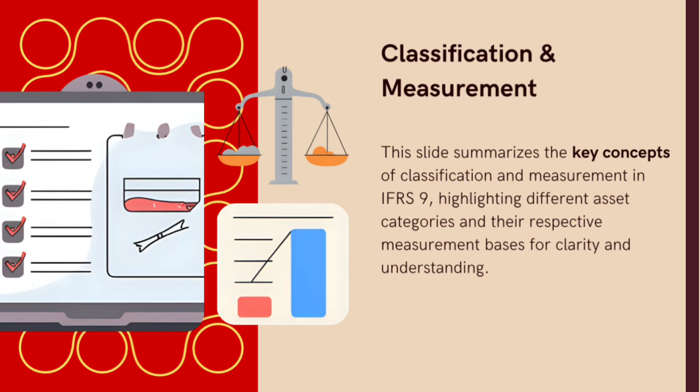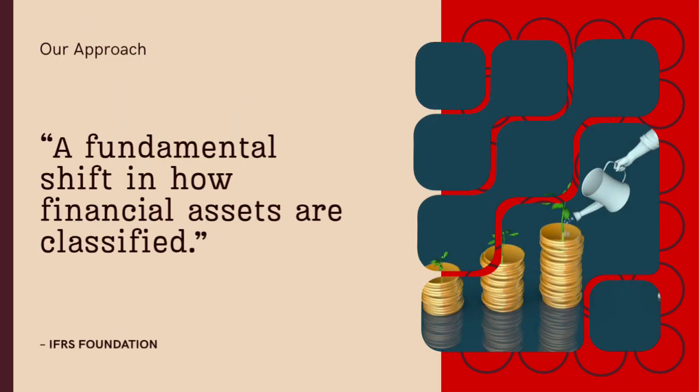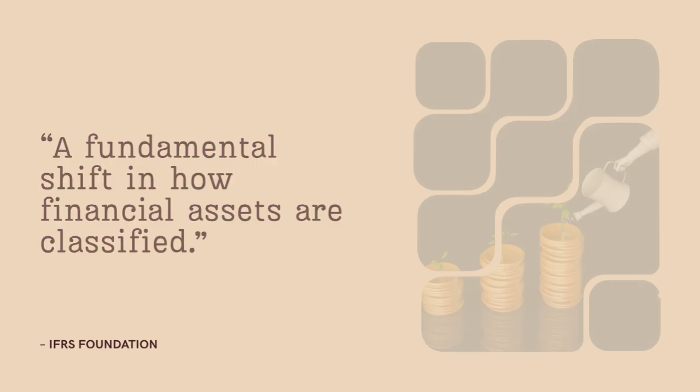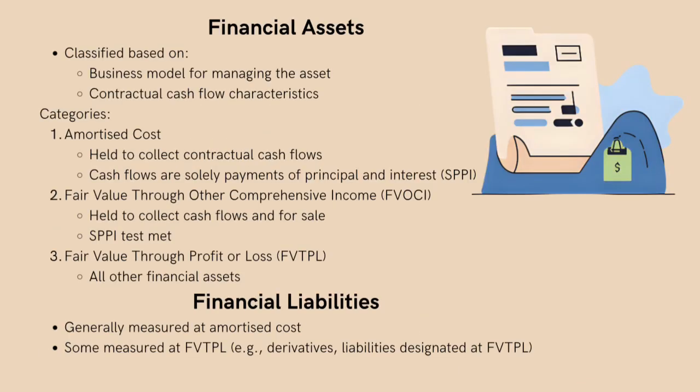This is done using a two-part test. The business model test: how does the company manage its financial assets? Is the goal to hold them, to collect contractual cash flows, to sell them, or to do a combination of both? The contractual cash flow characteristics test, SPPI: are the contractual cash flows of the asset solely payments of principal and interest? Based on these two tests, a financial asset is placed into one of three categories.